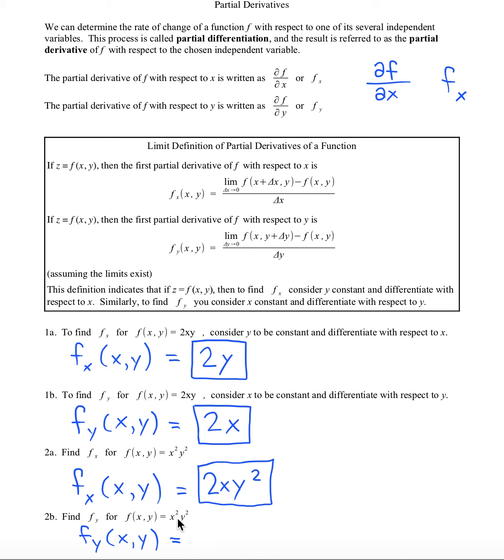Similarly here, the x squared will remain constant, and we'll do the derivative of y squared. So we'll have x squared times 2y, which is the same as 2x squared y.